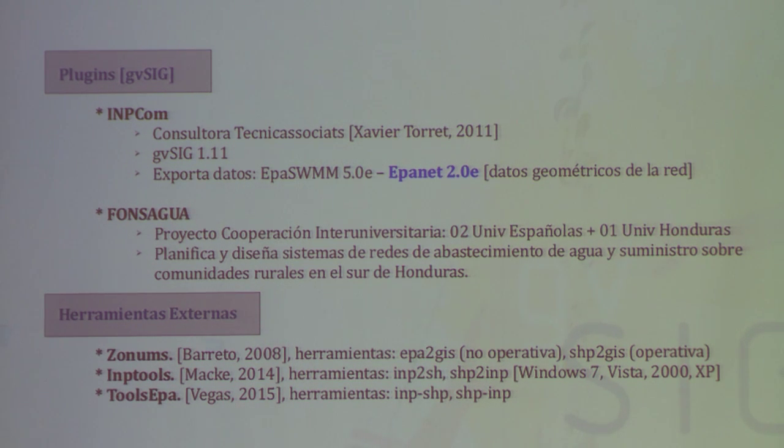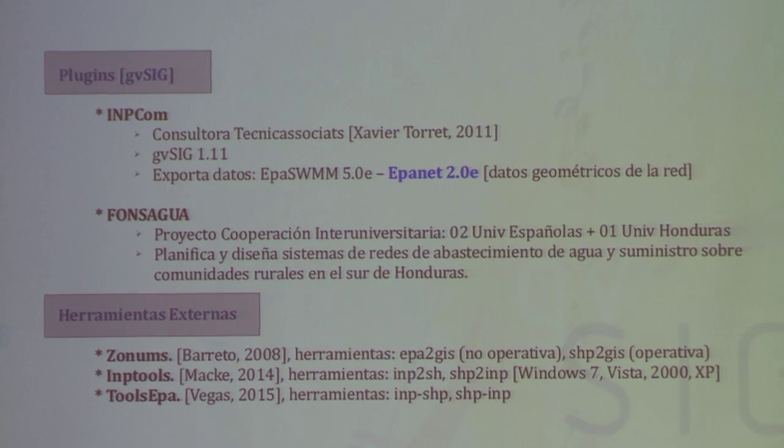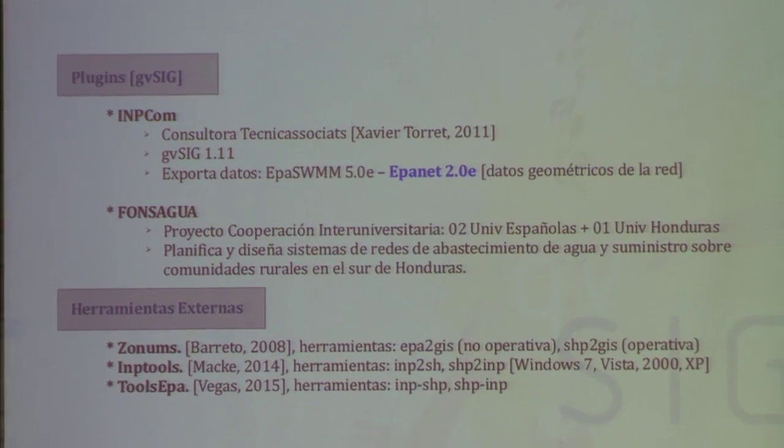Basically, the task that these plugins do is to export data. We've got geometric and alphanumeric data, and it transfers them to EPASwing and EPANET. Basically, these plugins were developed for testing, but we also made some code to adapt it and leave an ENP file. This EPANET file basically leaves the geometric data from the network. It doesn't pass the alphanumeric data.